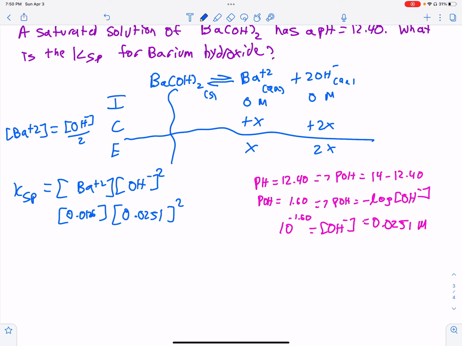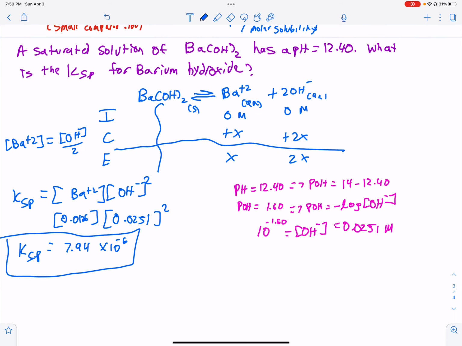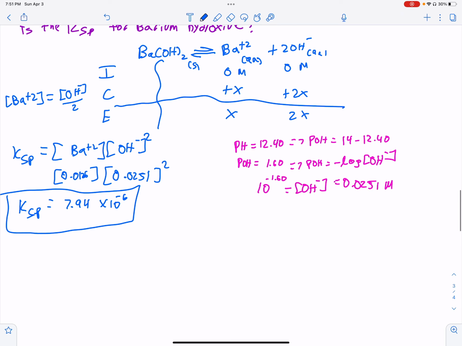We just multiply these two numbers together, and we find the KSP to be 7.94 times 10 to the minus 6. So fairly insoluble, pretty small, or on the smaller side of KSPs. So we wouldn't expect this to be super soluble, but that is how pH can affect solubility, or rather how you can find solubility from pH.